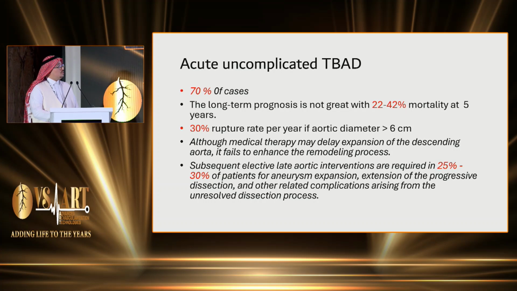There is 22 to 42% mortality at 5 years, and a 30% rupture rate per year if the aortic diameter is more than 6 centimeters. Although medical therapy might delay the progression of the disease, it does not enhance any remodeling of the aorta. Subsequent elective late aortic intervention happens in about 30% of these patients.